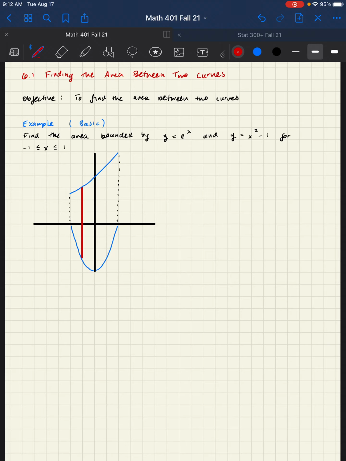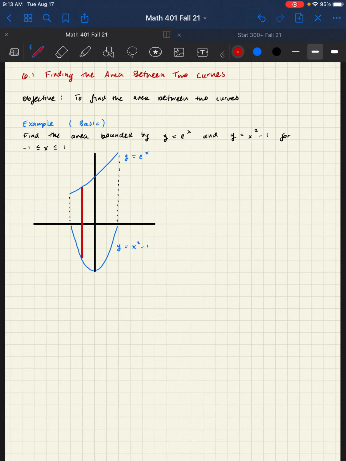This is a basic example where we're given two curves. So we're going to find the area bounded by y equals e to the x and y equals x squared minus 1 for x between -1 and 1. So we're given an explicit region in the coordinate plane. And here I have represented both of these curves for x ranging between -1 and 1. Here's e to the x, and here is x squared minus 1. Your classic parabola shape and zoomed in exponential curve.